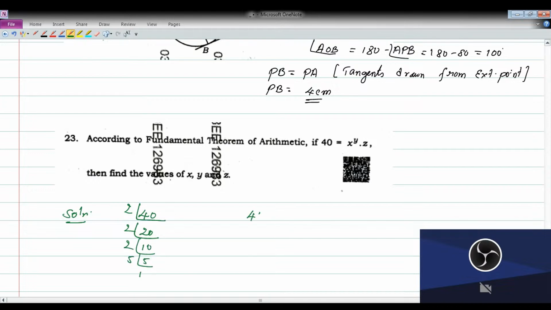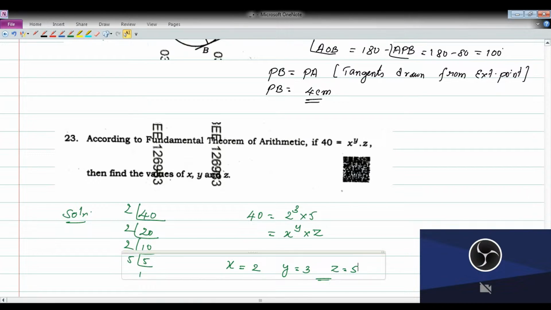So what is the prime factorization of 40? That is 2 cube into 5. If you compare this equation, it's x to the power y into z. So what are the possible values you will get? x is equal to 2, y is equal to 3, and z is equal to 5. You just have to compare the prime factorization of 40 with the given expression x to the power y into z to get the values of x, y, z. Very simple question from the chapter real numbers again.